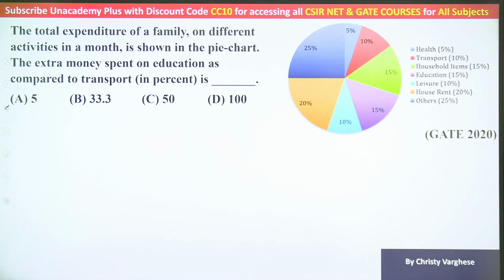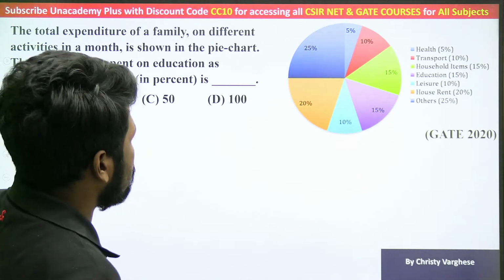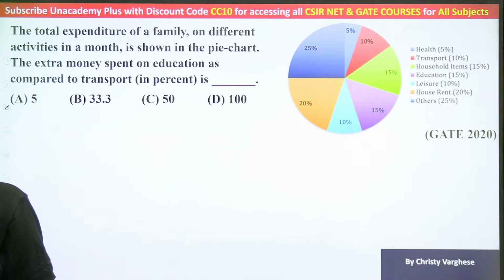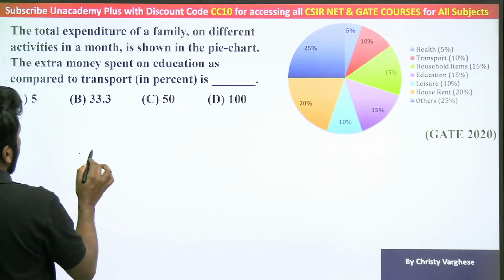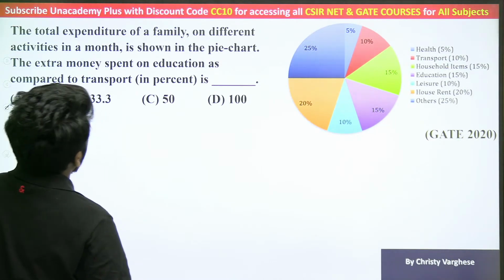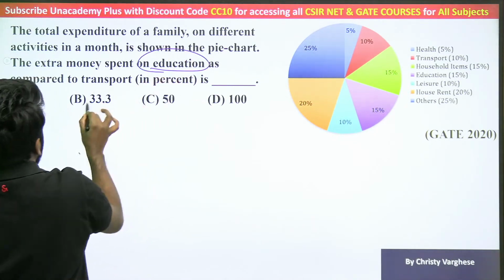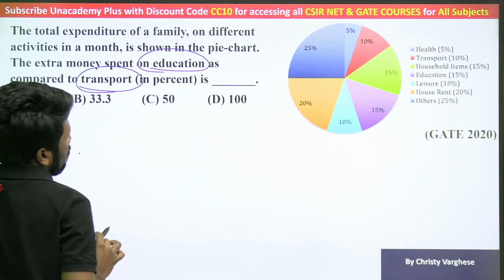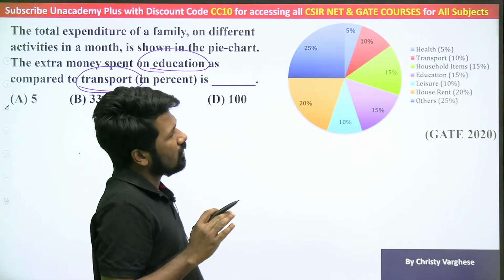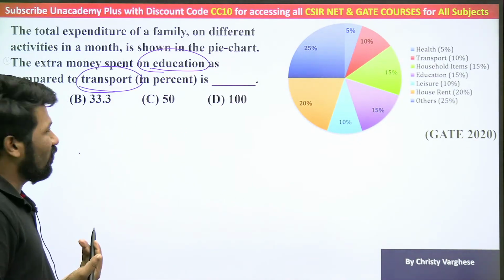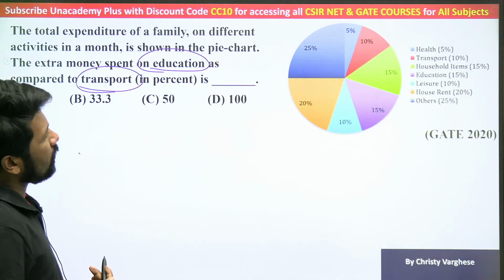Okay, this question I can see two options, option A and option C. Majority of you opted for option A, but unfortunately option A is wrong. Let's see why it is wrong. Total expenditure of a family on different activities in a month is shown in the pie chart. The extra money spent on education as compared to transport. It is not asking extra money on education out of total. No. Education compared to transport.